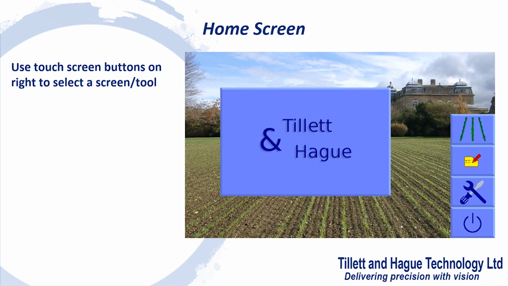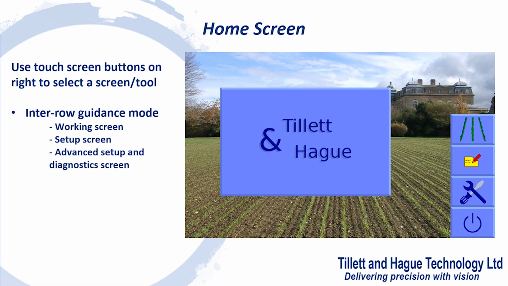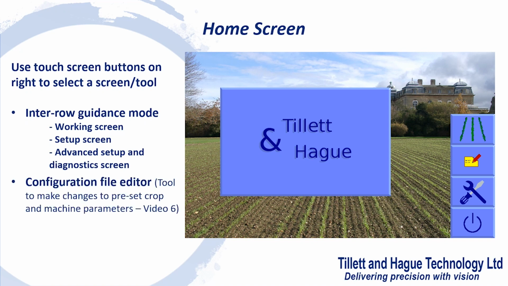For an Intero machine, the top button will be the Intero symbol. If the machine can perform additional functions, for example within row weeding, there will be additional buttons with extra application mode symbols. Below the Intero symbol is the Configuration Editor button. You do not need to access the editor in normal running. More on that in Training Video 6.